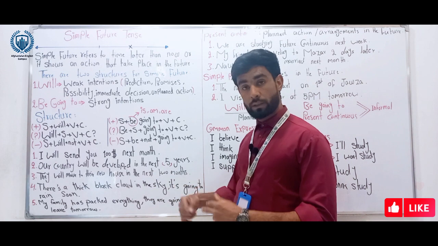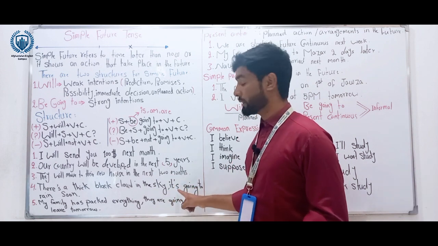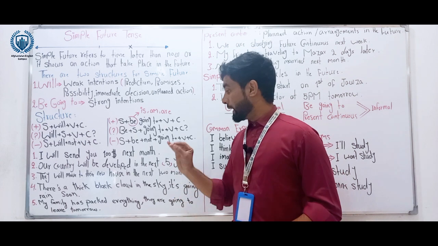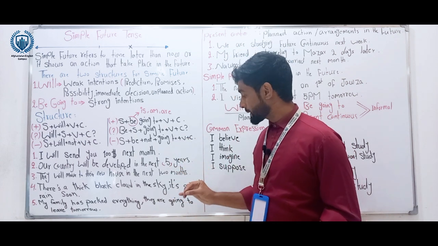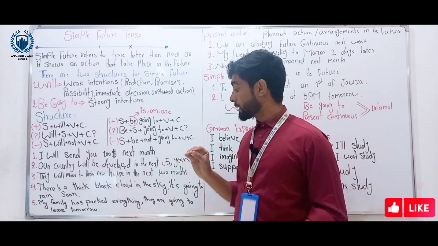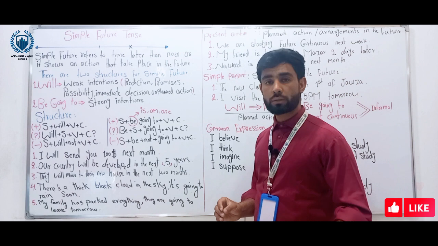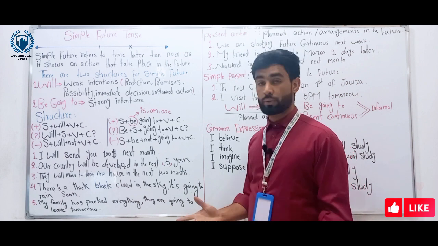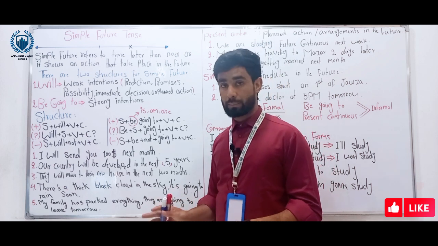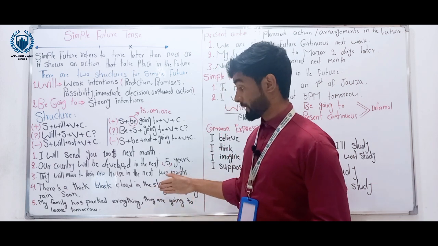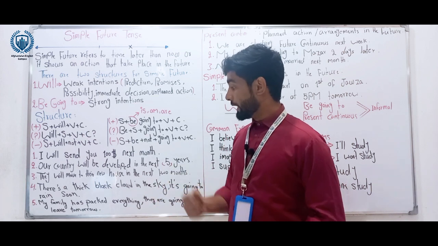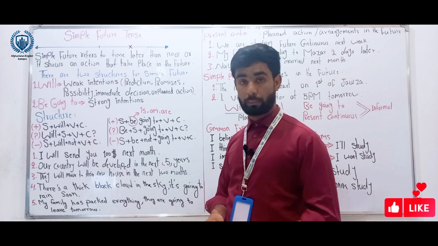We can change this sentence to a question by bringing be in the beginning. The word be here is is. There is a thick black cloud in the sky. Is it going to rain soon? And we can make it negative. There is a thick black cloud in the sky. It's not going to rain soon. So we can make it negative as well. Though it doesn't make any sense if we say it negative, our point is about making the negative form.